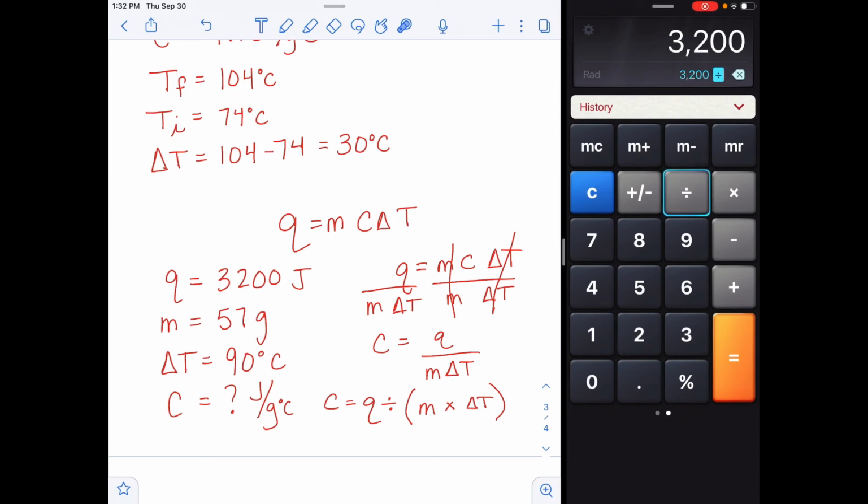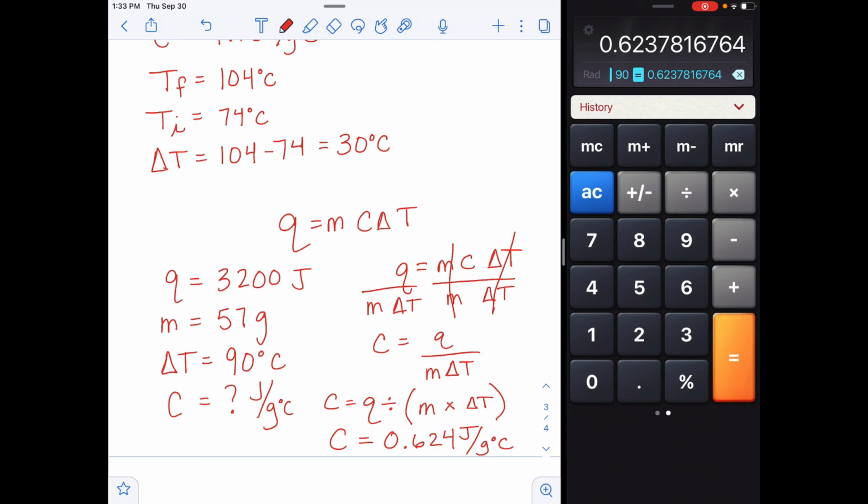3,200 divided by the M, which is 57. Now you'll notice I didn't use parentheses. So what I can do is hit the divided by button again because the T exists on the bottom, and I'll divide by 90, which is going to give me a C value of 0.624 joules per gram times degrees Celsius.